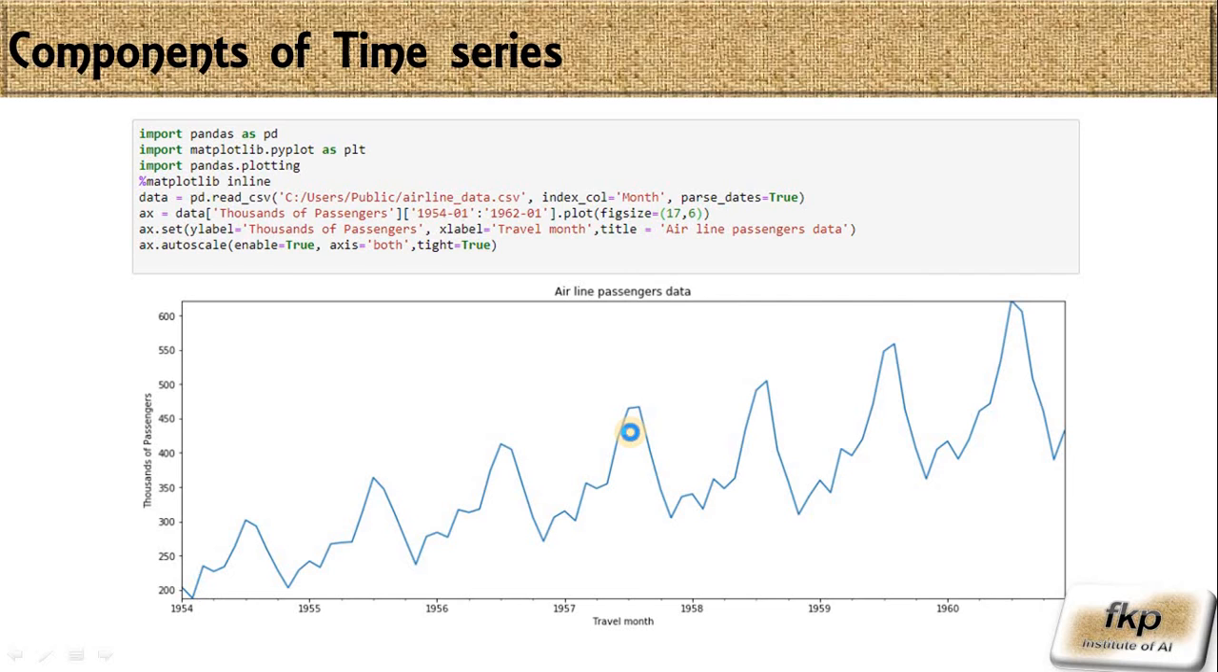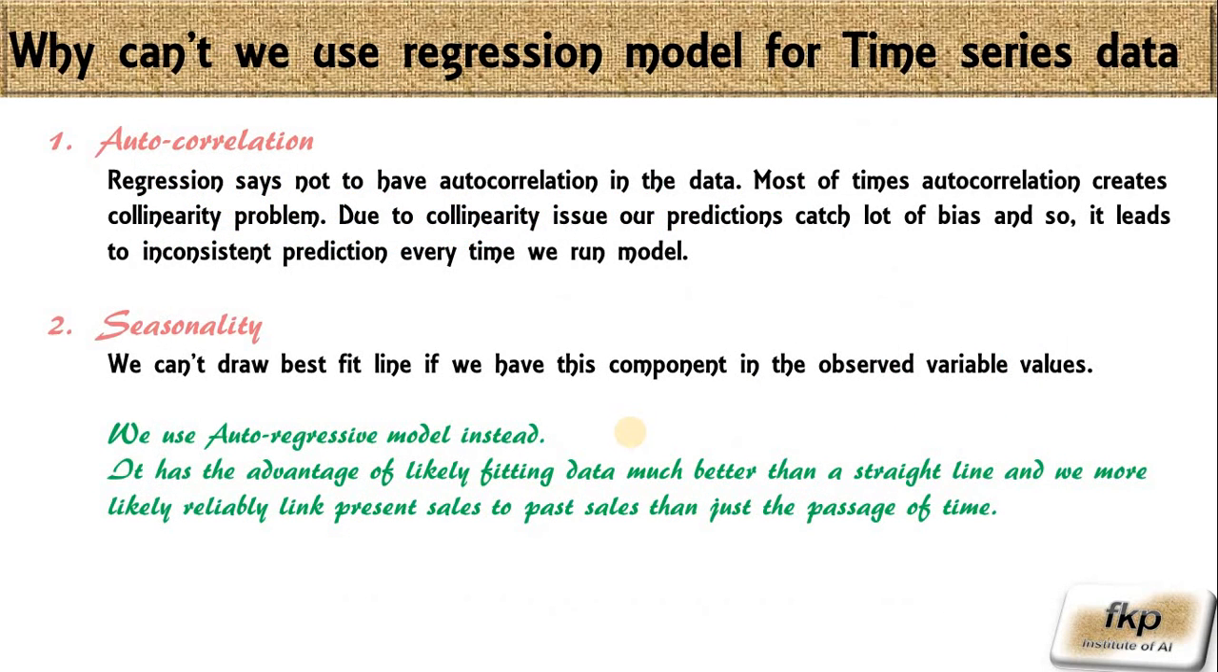Okay, now let's go to the next slide. This is a basic question when we go for an interview: why can't we use a regression model to forecast time series data? We cannot use it, but we can use it in some cases. The main point which stops us from using a regression model for time series forecasting is autocorrelation and seasonality.